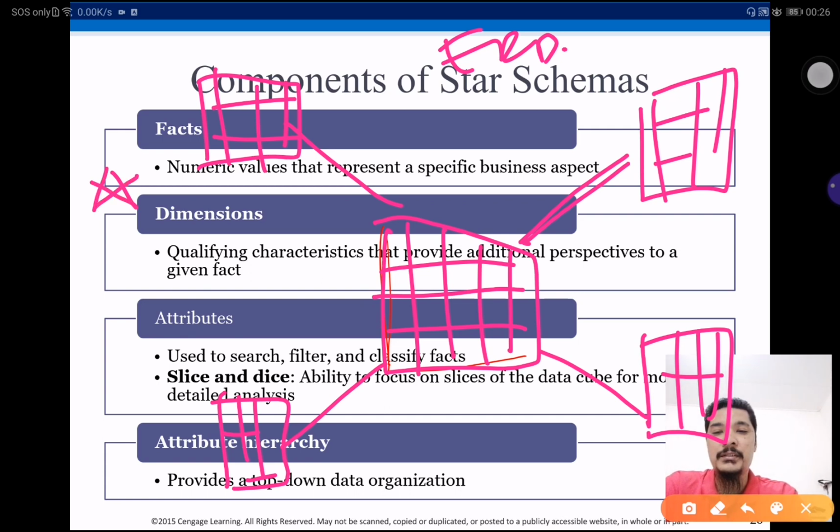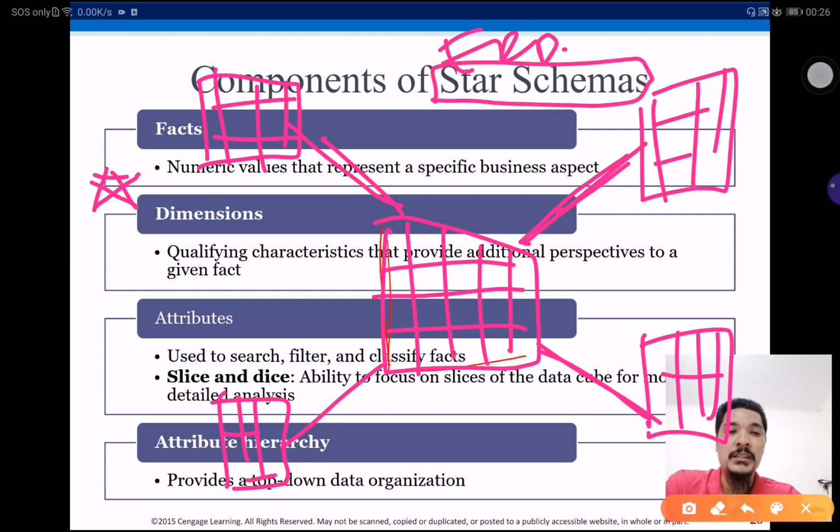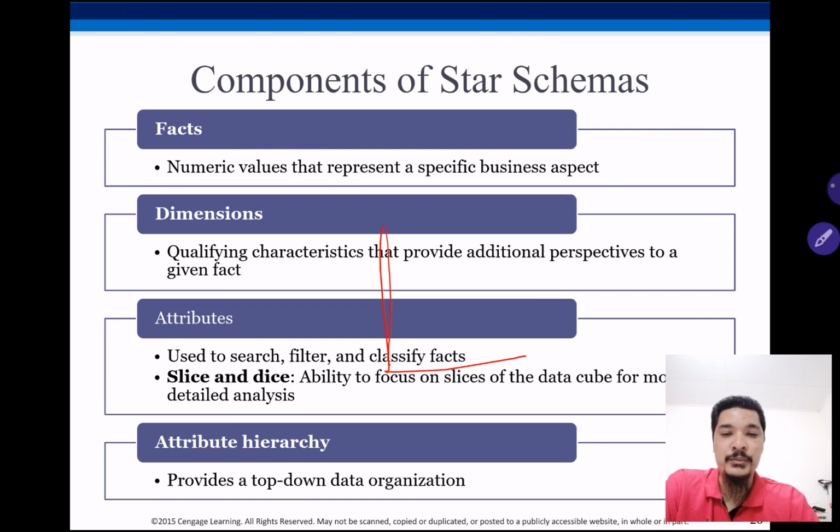If you can see here, it looks like a star. We have one star here, a branch here, a branch here, a branch here. So that's why this is what we call a star schema. This is the data modeling, but the model is based on the star. Let's continue with this one.